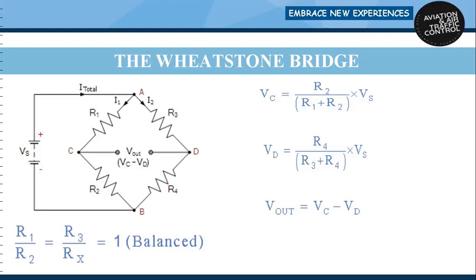And in a similar way, we will find the voltages across node C and node D, which are the voltage across resistance R2 and the voltage across resistance R4. And V out will be VC minus VD. While varying the resistance values, if we find that V out is equal to 0, at that time we will consider this Wheatstone bridge to be balanced.